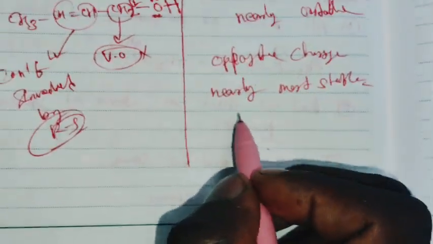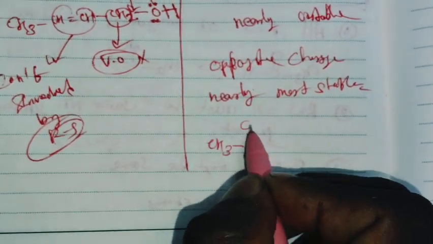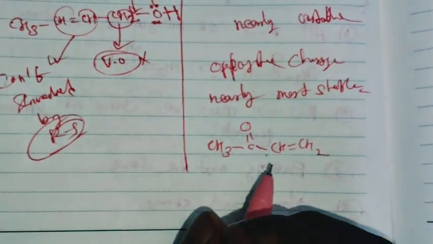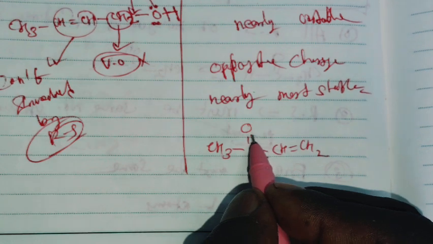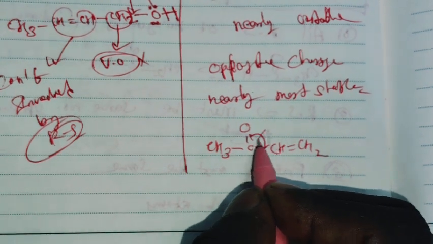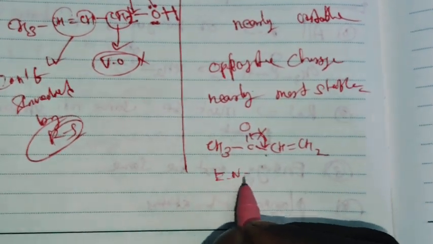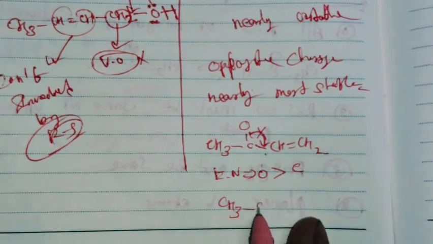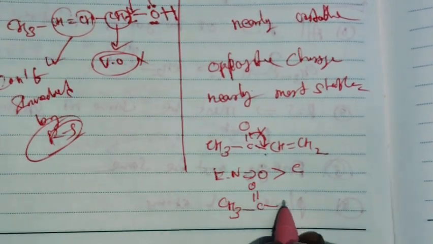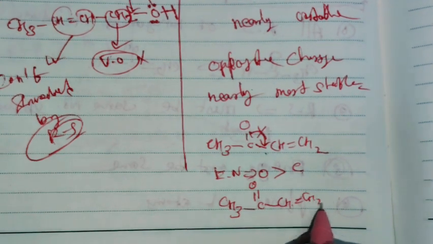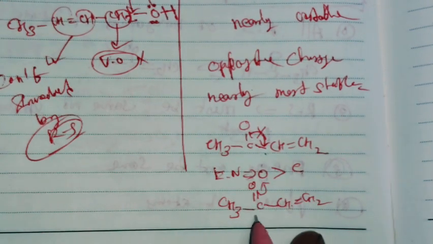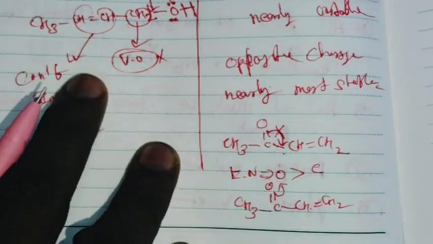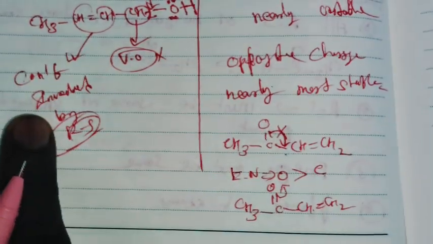For example, see CH3 C double bond O, and here CH double bond CH2. In this molecule, this pi electron cannot be shifted here because oxygen is more electronegative; the electronegativity of oxygen is greater than carbon. That's why this is comparatively not possible. But this electron shifted here, giving CH2, is possible. So in this category, the more electronegative atom must possess the negative sign, compared to the less electronegative atom.